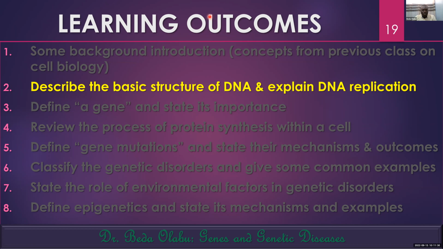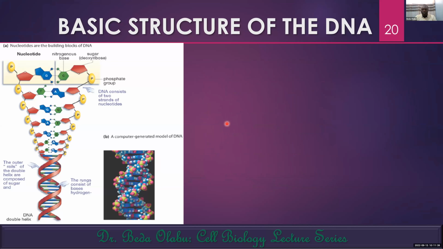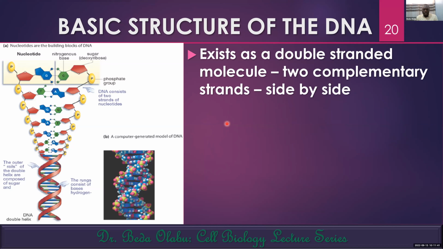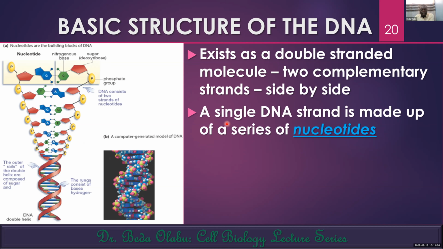We can now go to the next agenda. The next agenda is to talk about the basic structure of the DNA. The DNA exists as a double-stranded molecule. So these are 2 strands which run side by side. We call these strands complementary strands. A single strand is made up of a series of what we call nucleotides.